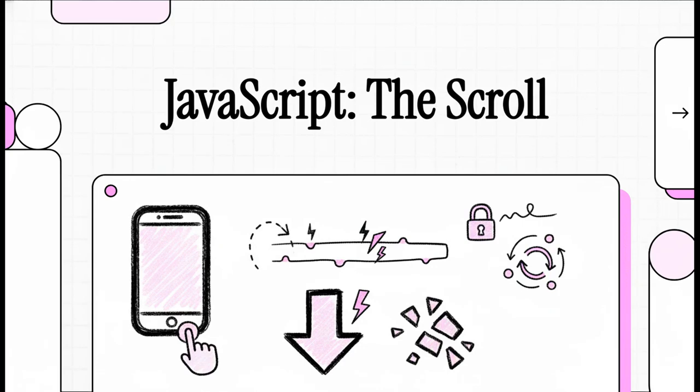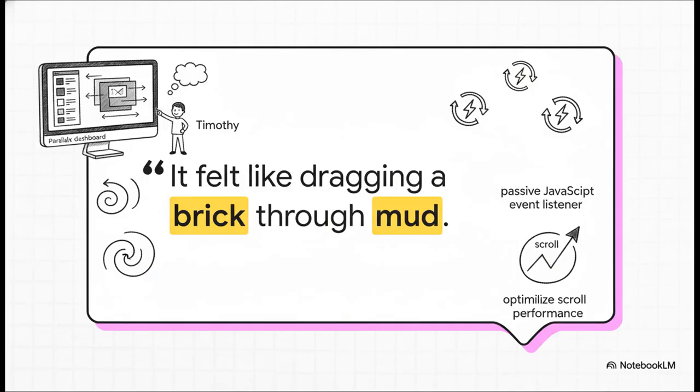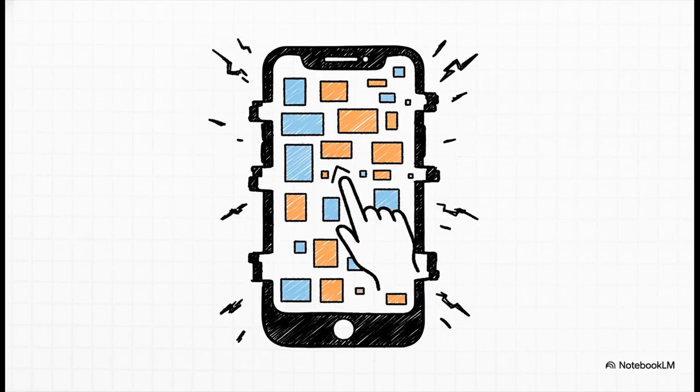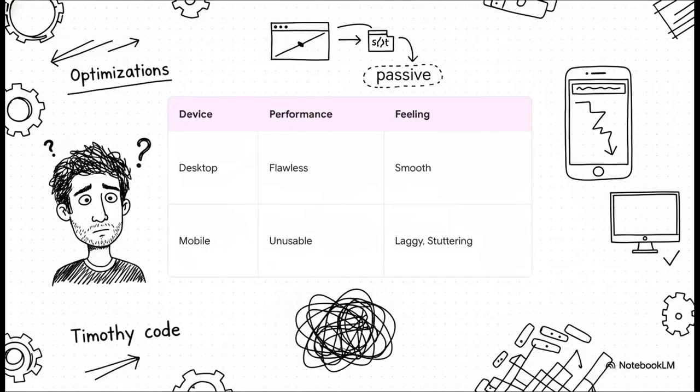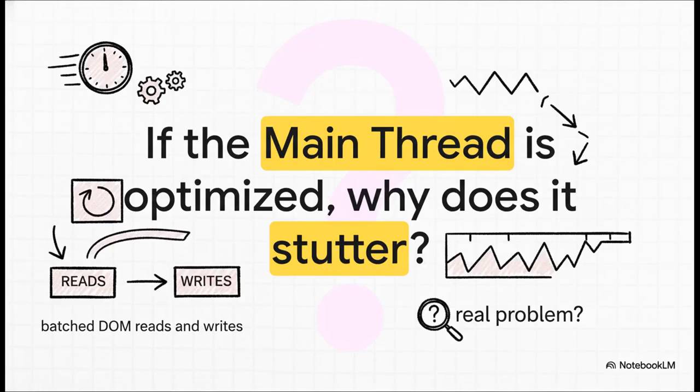Let's tackle a super common problem, that awful, laggy scrolling you get on your phone. So, a developer named Timothy built this slick parallax dashboard. On desktop, it was perfect. But on mobile, it was a disaster. It was choppy and stuttered with every single swipe. And Timothy was stumped because he thought he'd already optimized all his JavaScript. He did everything by the book, so what was the real problem here?